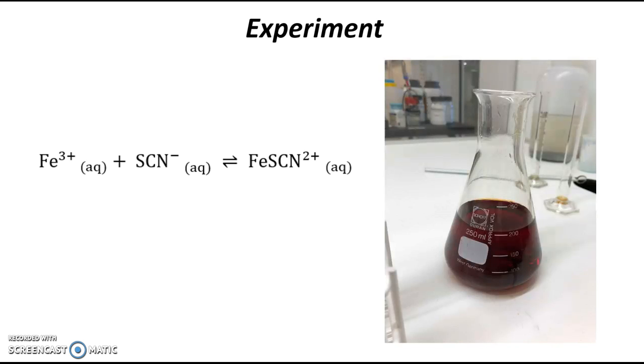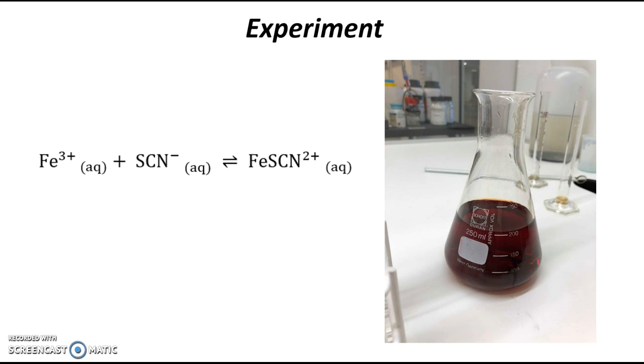Now, in our experiment, we experimented with the equilibrium. Iron 3 ions plus thiocyanate ions reacted to iron 3 thiocyanate ions. So this was all in an aqueous solution, so we didn't need a closed system. The closed system was in the liquid. And it was quite fast reactions. As soon as we mixed iron 3 ions and thiocyanate ions, we got this red liquid.